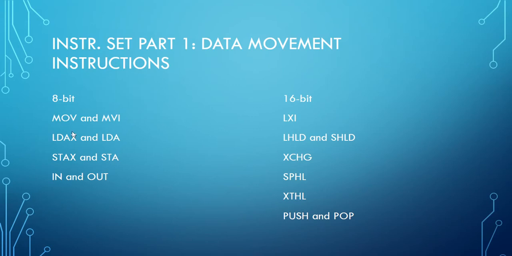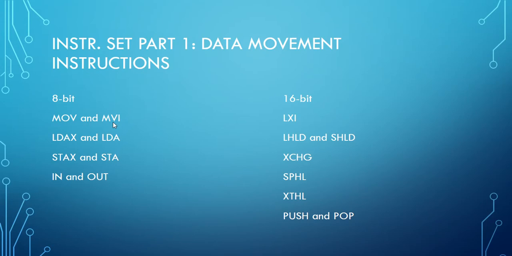The simplest data movement instruction is MOV, and it uses register addressing. It uses 2 registers as operands. So if I wanted to move the value of the register D into B, I would just say MOV and then space B comma D, because D is the source and register B is the target or destination.